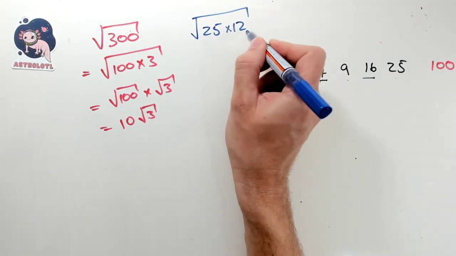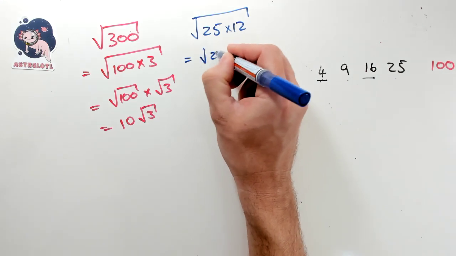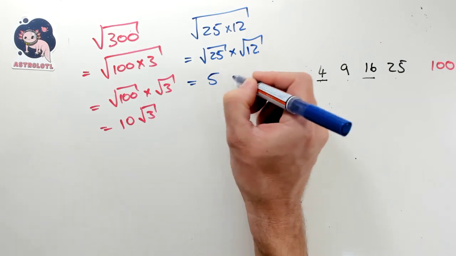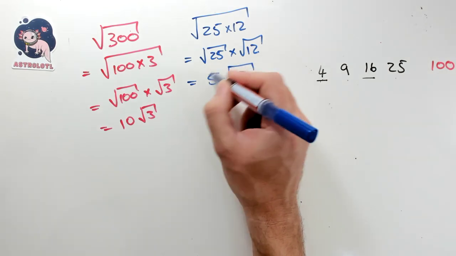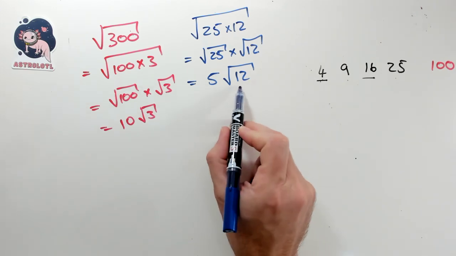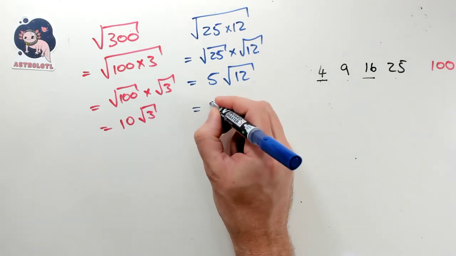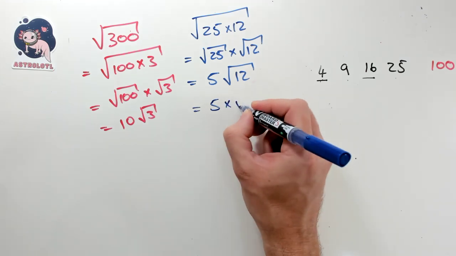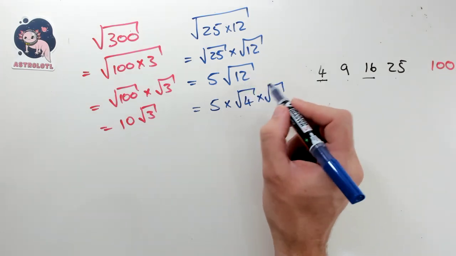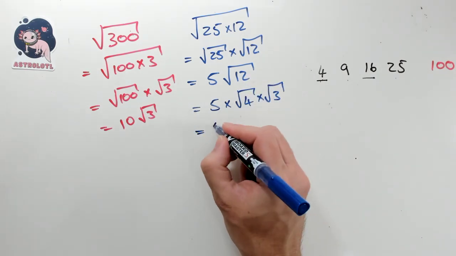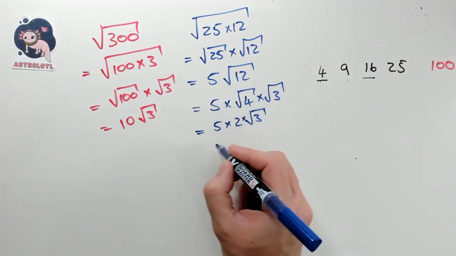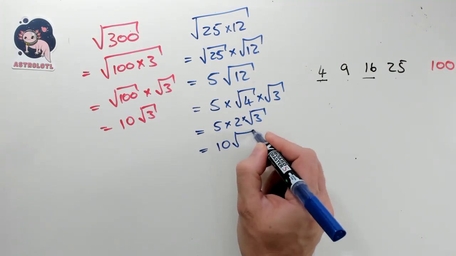Anyway, so 25 times 12, and this can be written as 5 times the square root of 12. And you might think you end here, but this is not the most simplified form, because there's another square number that can go into 12, and that is 4. So this is 4 times 3. I skipped a step there, but that's fine. And then 5 times 2, the square root of 3, and 5 times 2 is 10 times the square root of 3.